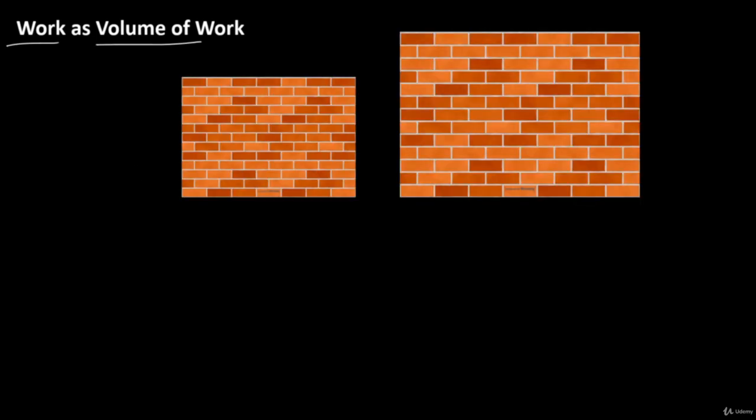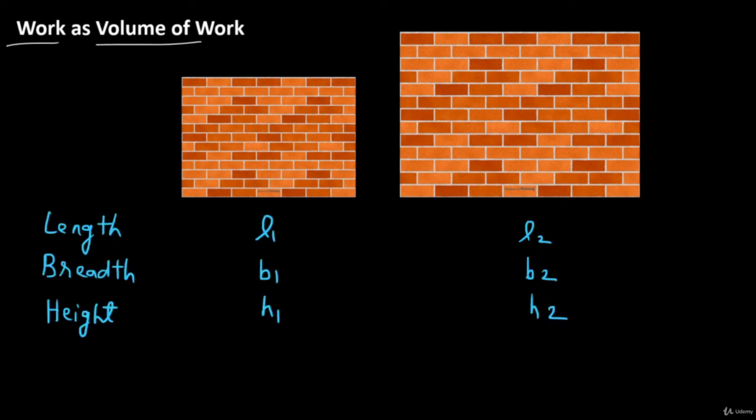Hi students, in this video, let's discuss a scenario where work is taken as the volume of work. Now, let me take an example to explain this. We have two walls over here, and let's define the length, breadth and height of these two walls as L1, B1 and H1 for this wall, and L2, B2 and H2 for this wall.